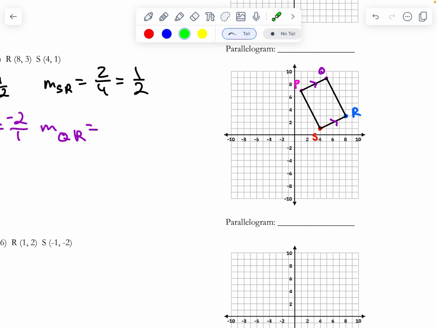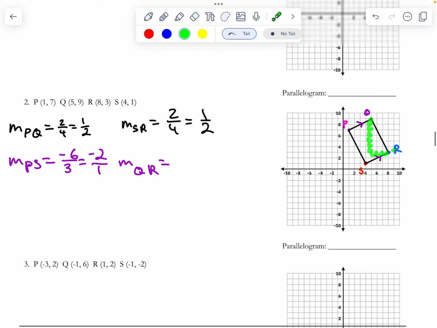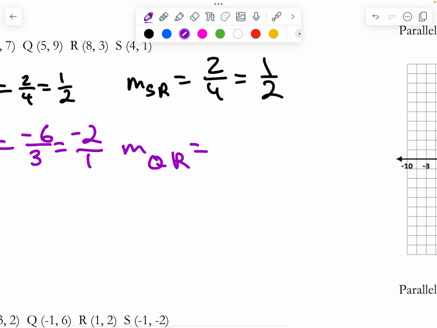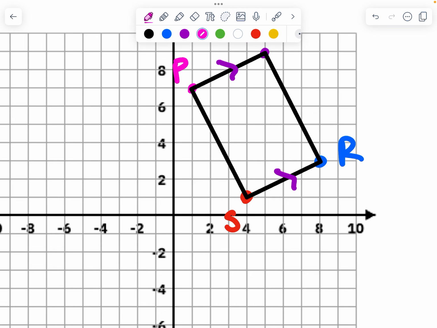Now let's go ahead and check the next one. Q is further to the left than R, so I'm going to start at Q. And now we're going to go down 1, 2, 3, 4, 5, 6 over 1, 2, 3. So negative 6 over 3 again. And we've already established that negative 6 over 3 is negative 2 over 1. Wonderful. So these are indeed parallel as well.